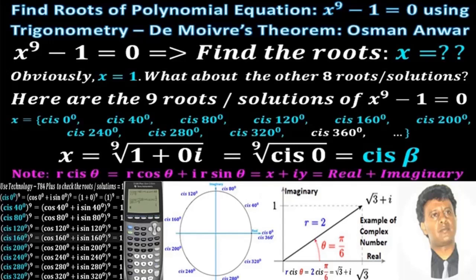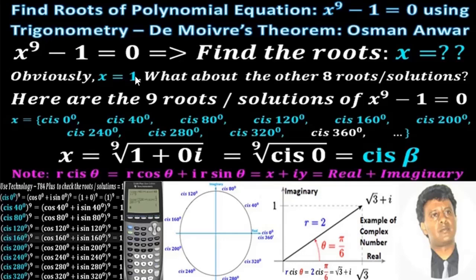We'll solve x to the 9 minus 1 equals 0. We will solve for x, and that is find all the solutions, that is all the roots. We're going to use trigonometry, De Moivre's theorem. Obviously, x equals 1 is the answer. That's one of the solutions.